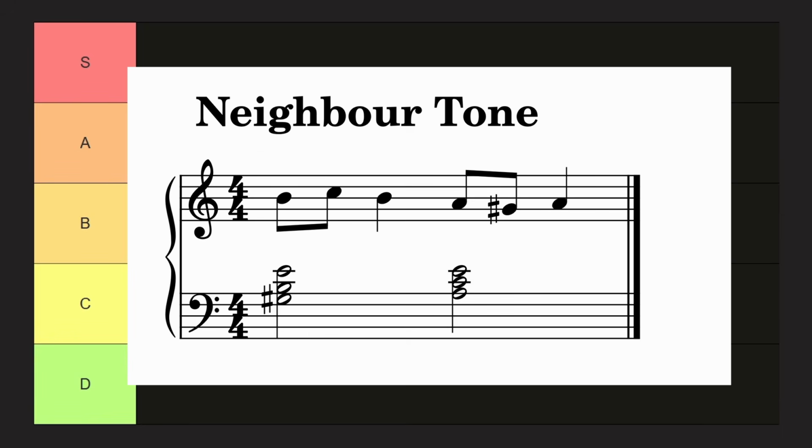Next up is the Neighbour Tone. These embellish a single chord tone with a step away followed by a step back in the opposite direction, returning to the same chord tone. They can also be accented or unaccented depending on how they're placed in relation to the beat, but I'm just going to consider both types together because I don't have anything interesting left to say about metric stress. Let's hear an example.